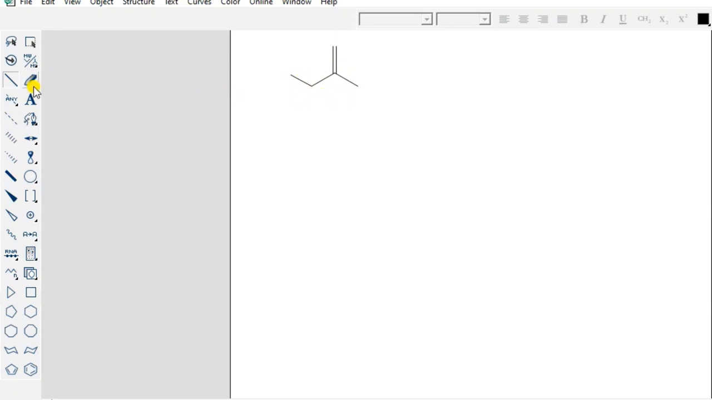You know that there are 20 amino acids present in the human body, out of which one is L-alanine, which has one carboxylic group and one NH2 group, which are further attached to a CH3 group. So this is the structure of L-alanine.